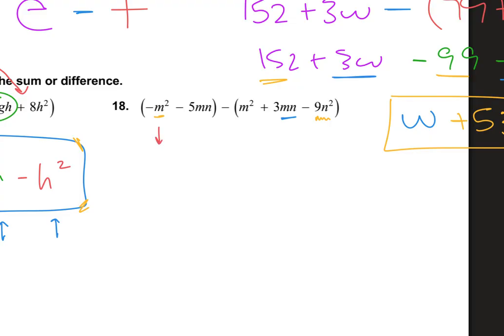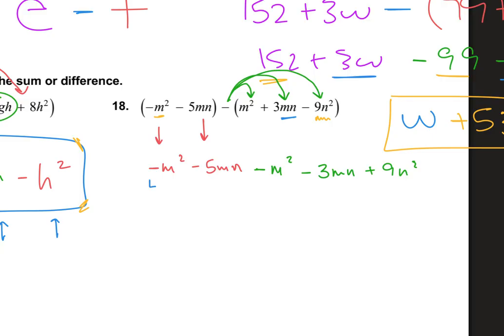So this guy drops down because we're not simplifying anything in that first set of parentheses. So we could just drop the parentheses. But next part, let's distribute this negative. So we have negative m squared minus 3mn. And then a negative 9n is plus 9n squared.